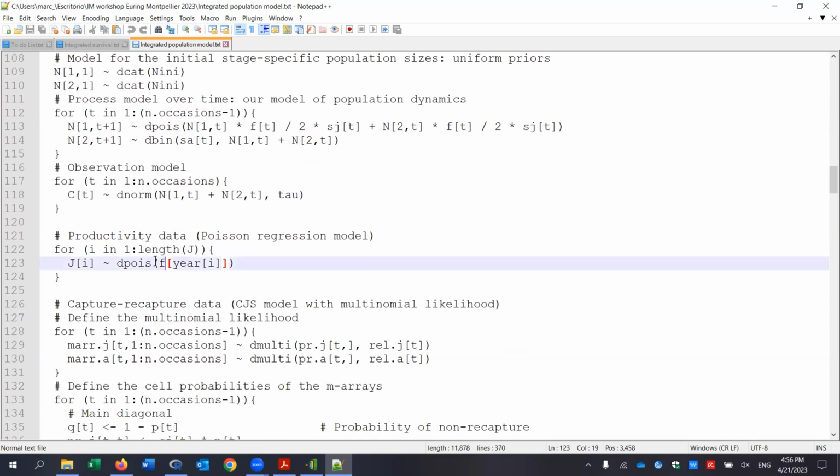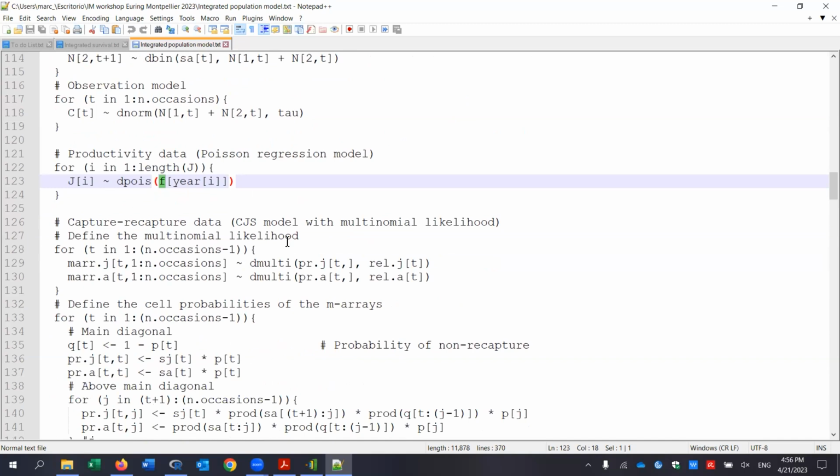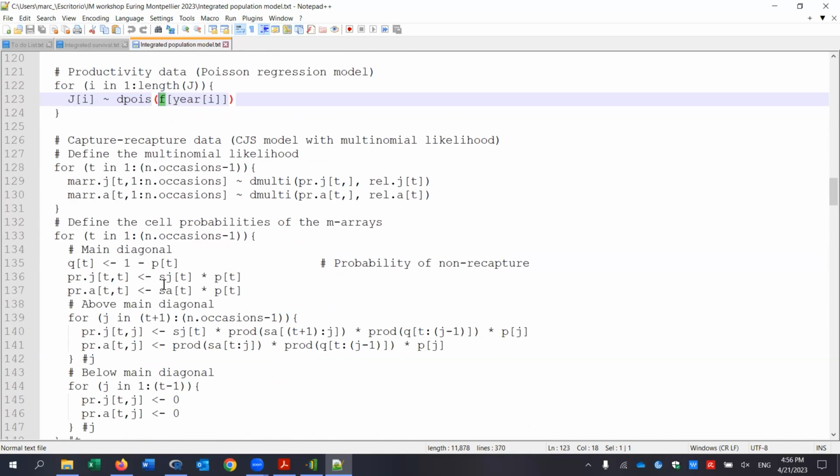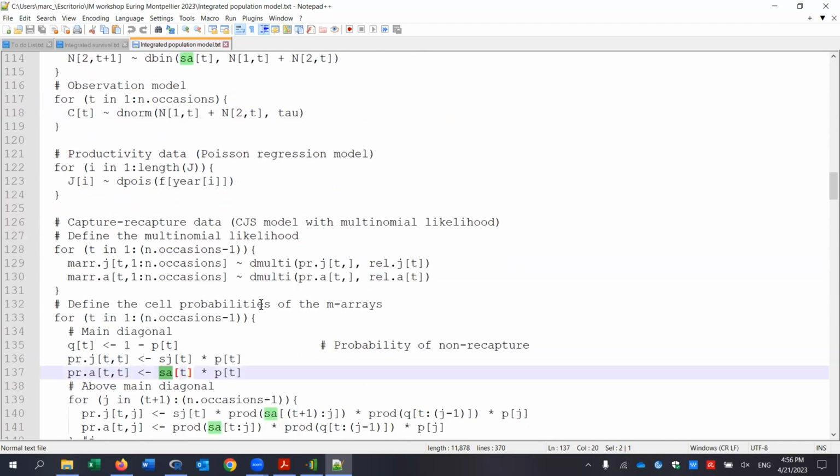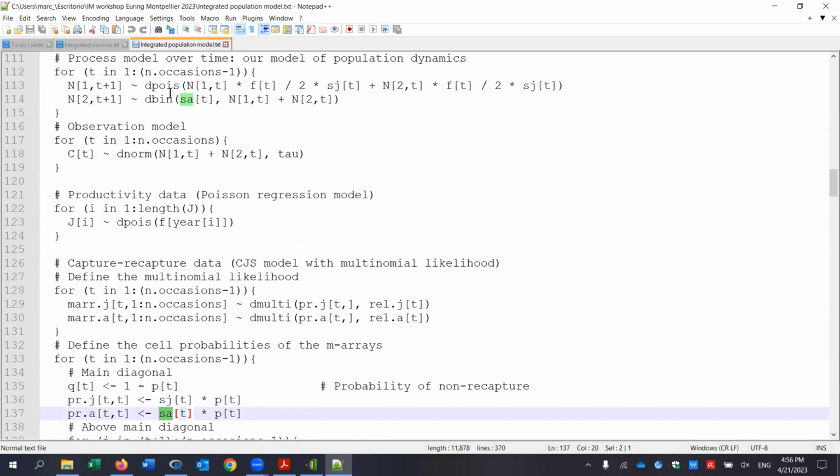So here we have F, the productivity, which appears in the likelihood of the productivity data, but appears also in the likelihood for the count data. Or here we have, for example, adult survival, which appears in the likelihood for the capture-recapture data, but appears also here in the likelihood for the count data.